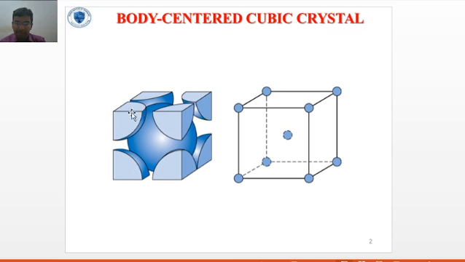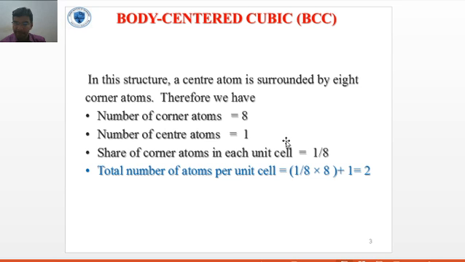In this system you are having 8 corner atoms. Each of the 8 corners contains 1/8 part of the atom present at a corner of the given cubic system. In addition to 8 corner atoms, you are having one complete atom present inside the unit cell. So this is said to be body centered cubic crystal.